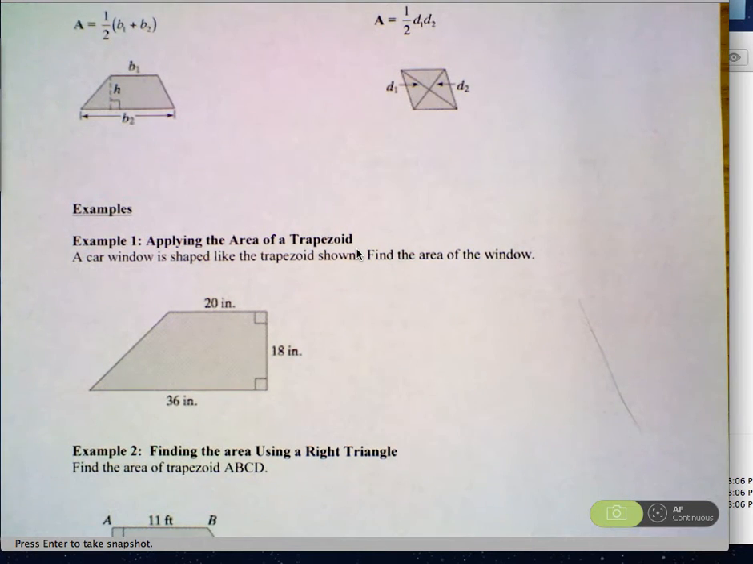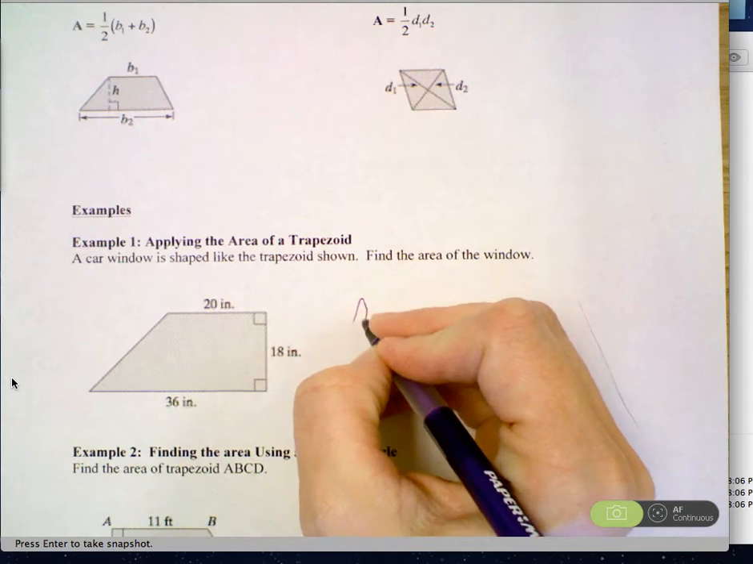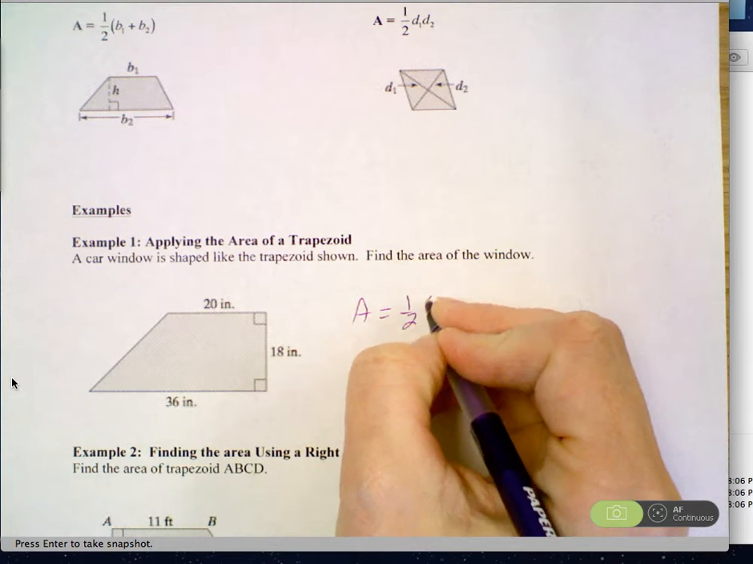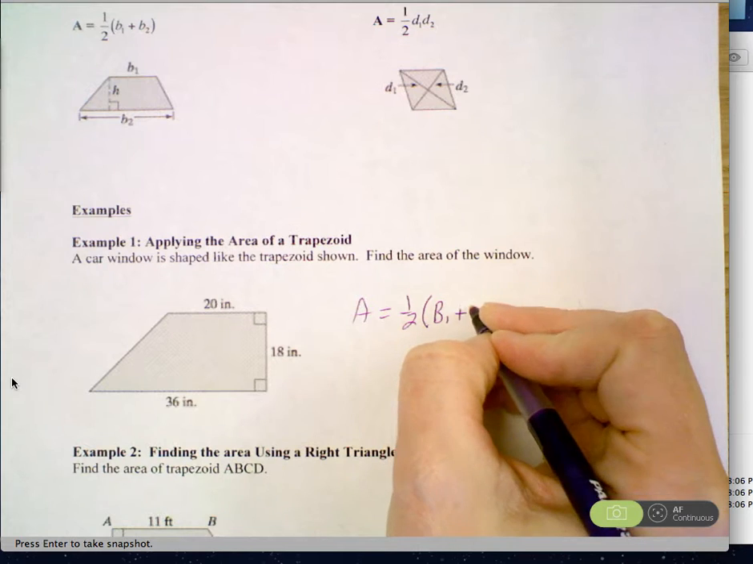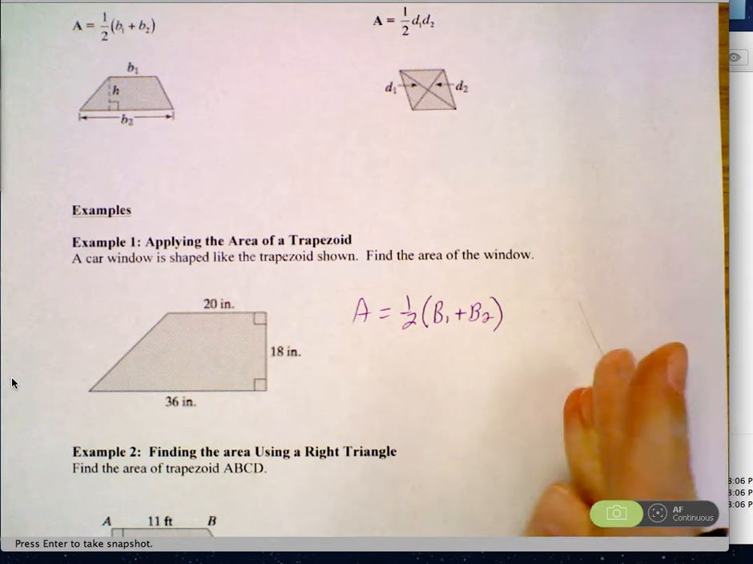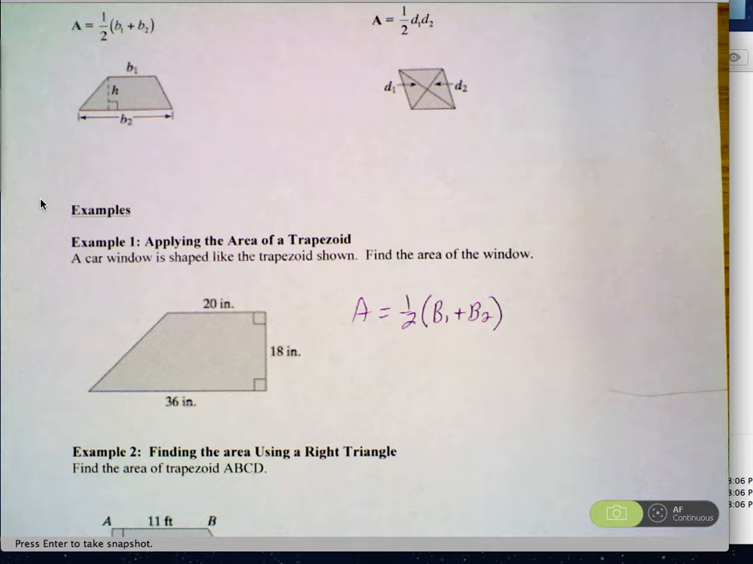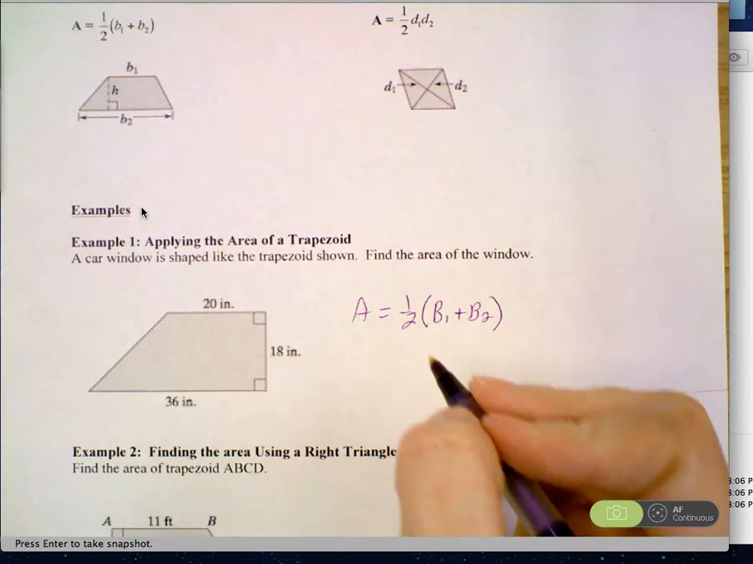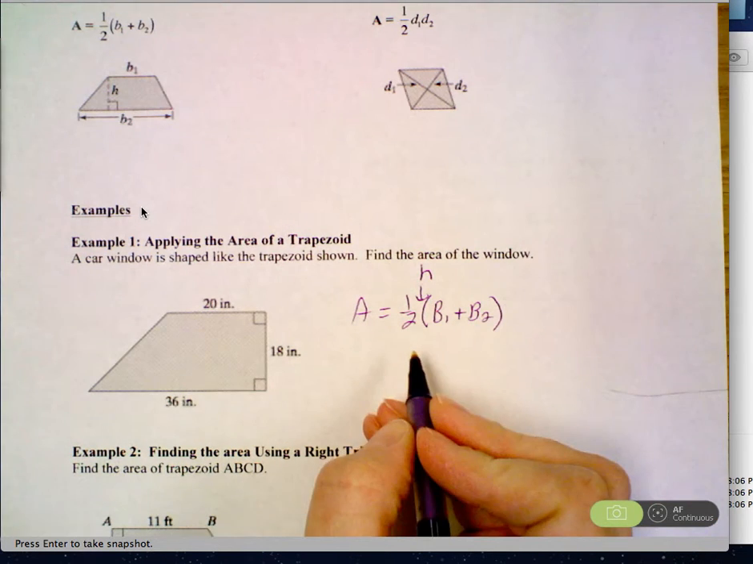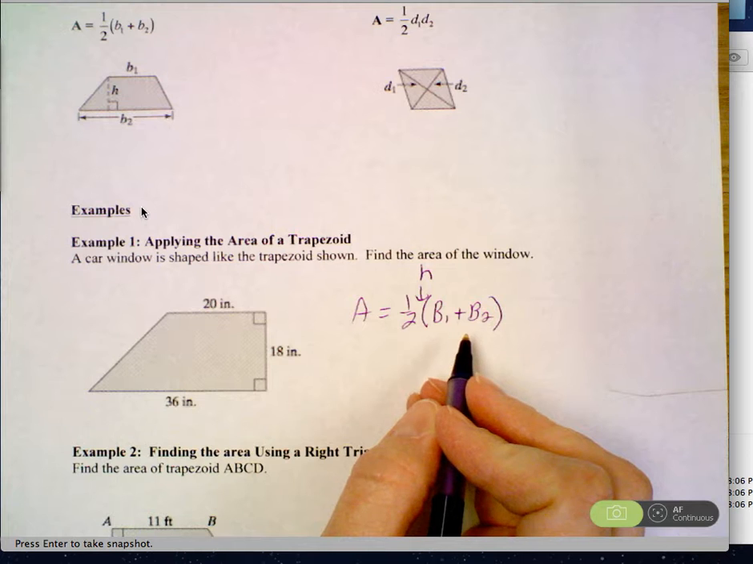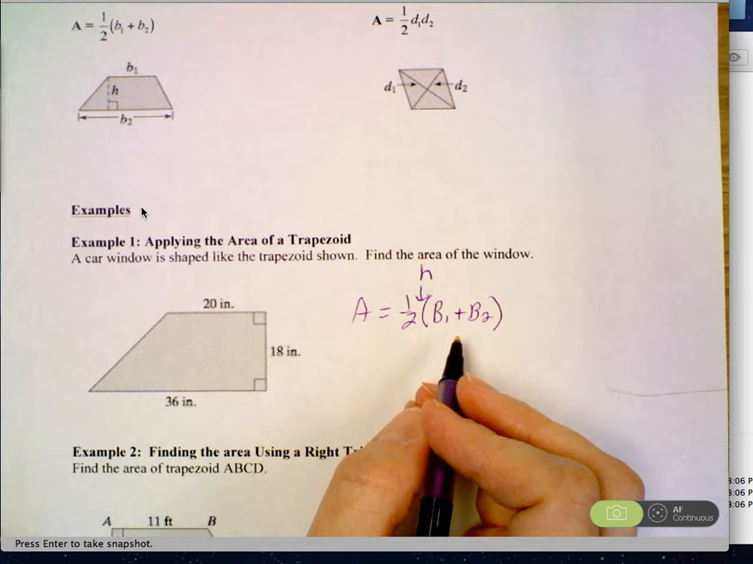Example 1 says a car window is shaped like a trapezoid as shown. Find the area of the window. So we're going to use our formula, area equals 1/2 times the sum of the bases. Oh, I'm missing something in this formula, guys. I'm so sorry. This needs to be height. You need to put in a height there. So it's actually 1/2 times height times the sum of the bases. I apologize. I left that off the formula.